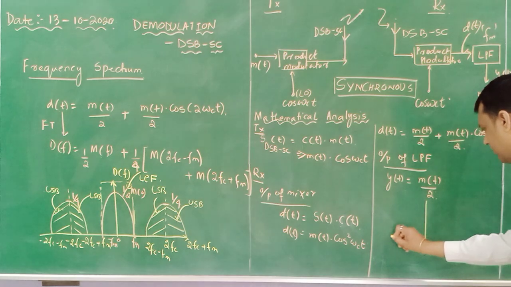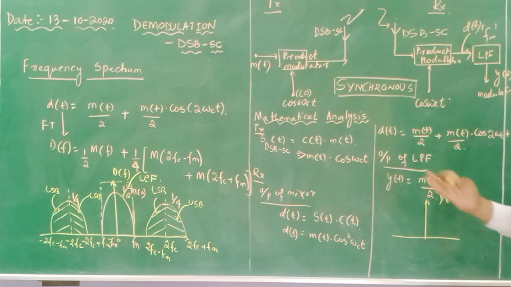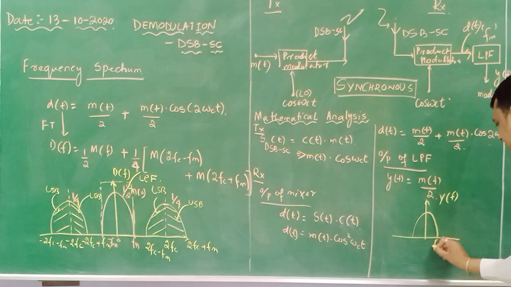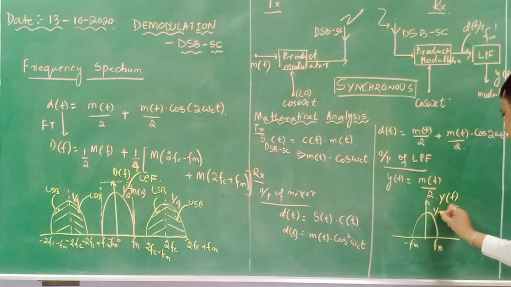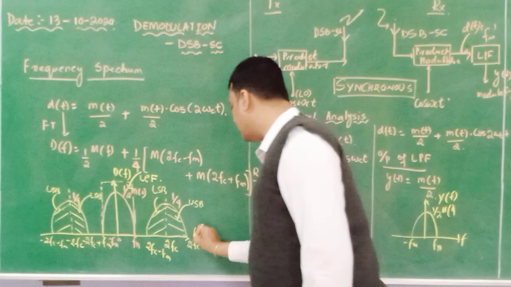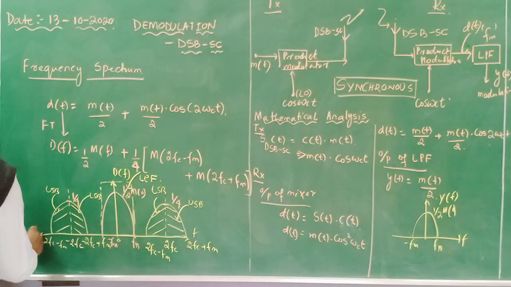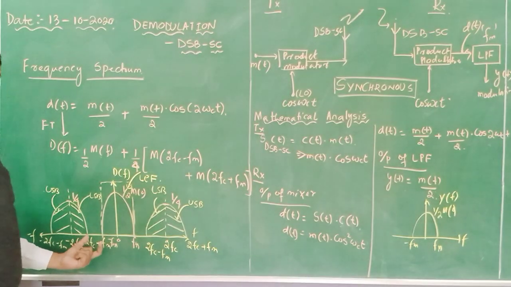Here I will draw the frequency spectrum of Y of f. Y of f means it is the output of the low pass filter, which is nothing but the modulating signal, from Fm to minus Fm, and the amplitude is half m of 0. So this is my output for synchronous detection. Done. So this is D of f, we have converted this D of f.